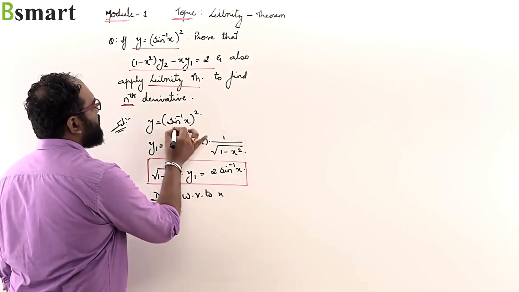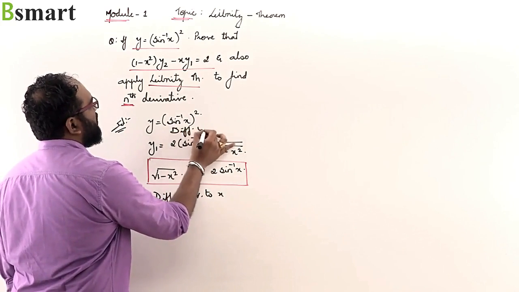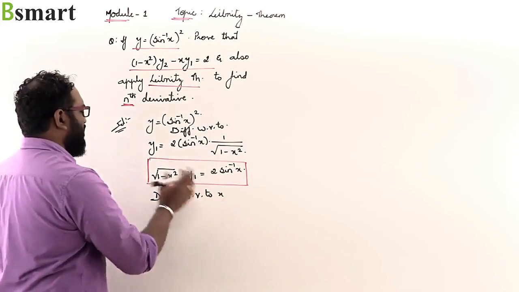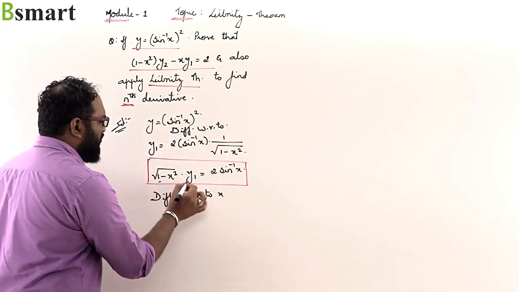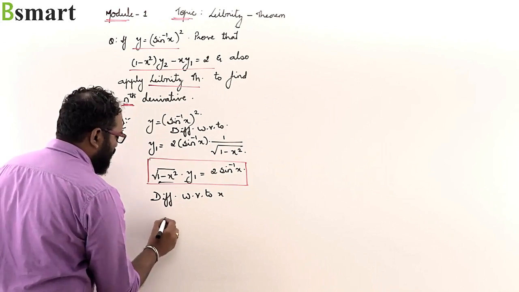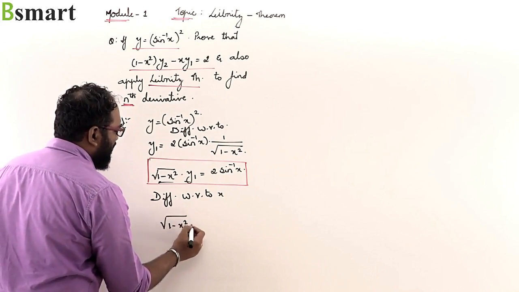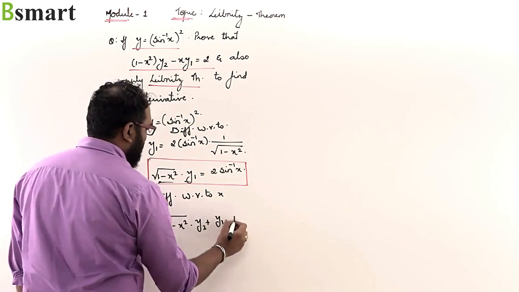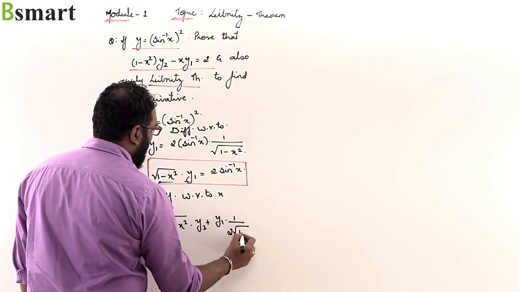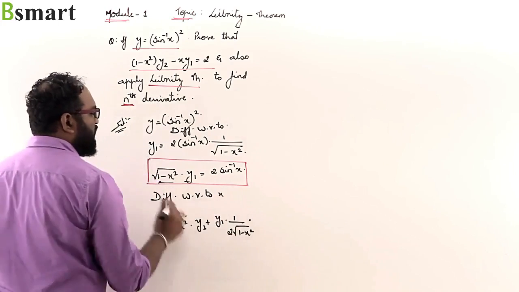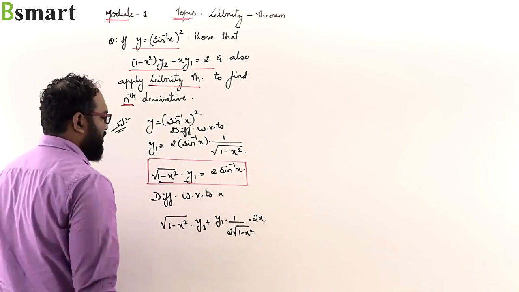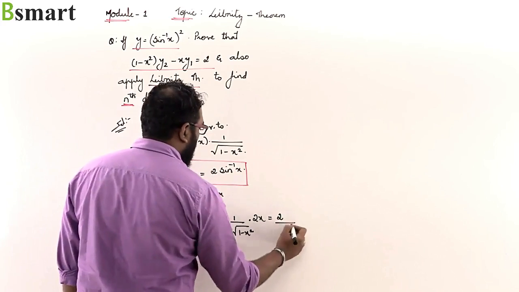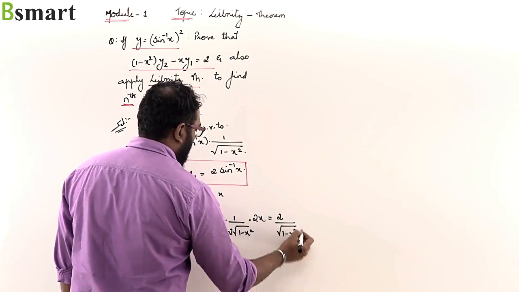So if we are differentiating again with respect to x, here we differentiated with respect to x, so we got the value of y1, and then we have rewritten this one. Now again I am differentiating with respect to x, so here you have to apply the UV formula, so that is root over 1 minus x square into the derivative of y1, which is y2, plus y1 into the derivative of the root, that is 1 by 2 root 1 minus x square into the derivative of 1 minus x square, which is 2x, is equal to 2 into the derivative of sine inverse x, 1 by root over 1 minus x square.